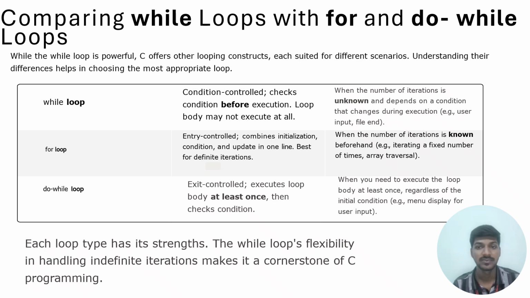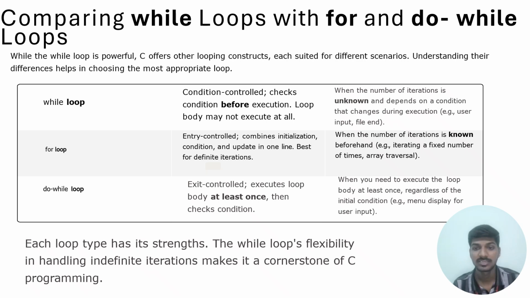Comparing while loops with for and do while loops. While the while loop is powerful, C offers other looping constructs, each suited for different scenarios. Understanding the differences helps in choosing the most appropriate loop. While loop: condition controlled, checks the condition before execution, so the loop body may not execute at all.